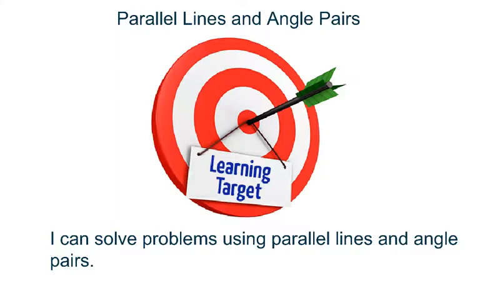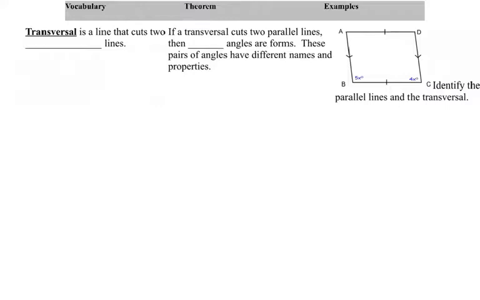This lesson is parallel lines and angle pairs, and our learning target is I can solve problems using parallel lines and angle pairs. So like most of geometry, we're going to talk about a vocabulary word. We're going to learn a theorem, which is just a true statement that's always true, and then we're going to do an example.